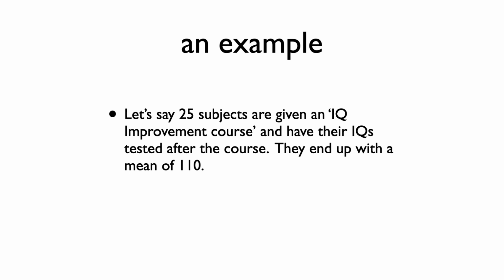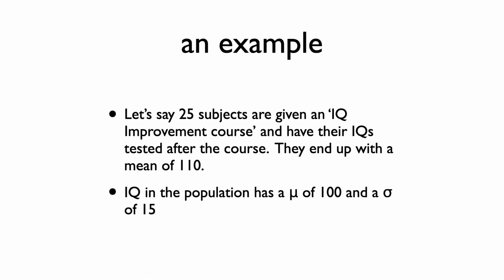And again, no one would ever do this experiment, but it's a nice example for a stats class because we know the standard deviation of the population distribution of IQ. As it says right here, IQ in the population has a mean of 100 and a standard deviation of 15. I mean, the tests are constructed this way. They're made to have that mean and standard deviation. Okay?